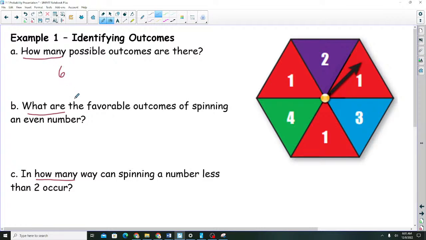There's 6. What are the favorable outcomes of spinning an even number? Those are the numbers 2 and 4. It didn't say how many, it said what are they? In how many ways? So in how many ways, there should be an S there, and I'm not going to fix that yet. Can spinning a number less than 2 occur? So this is a number less than 2. There's 1, 2, 3. There are 3 ones on that spinner. So there's 3 ways that we could spin a number less than 2.